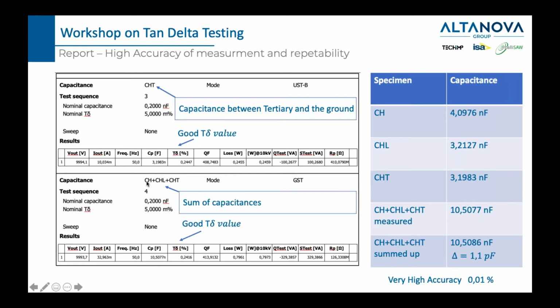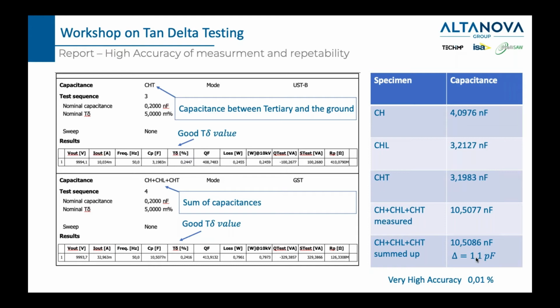And then we measure CH plus CHL plus CHT. I wrote here the CH value, the CHL value, and the CHT value, and then I summed it all up and got 10.5086. The measured value was 10.5077. There is a very high accuracy of 0.01%, a very small difference of 1.1 picofarad. So this is how you would normally do it.